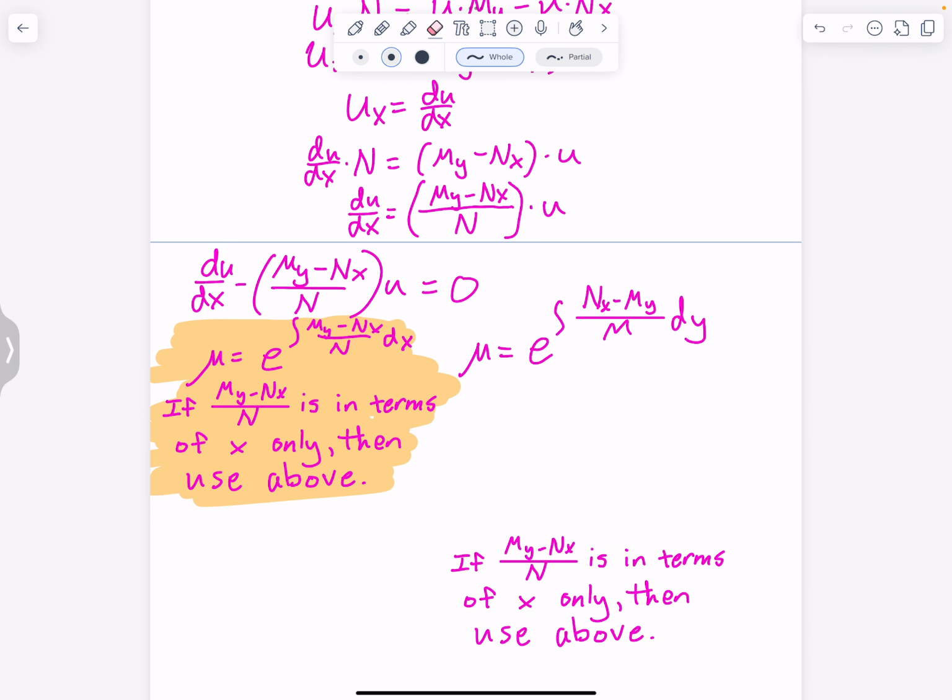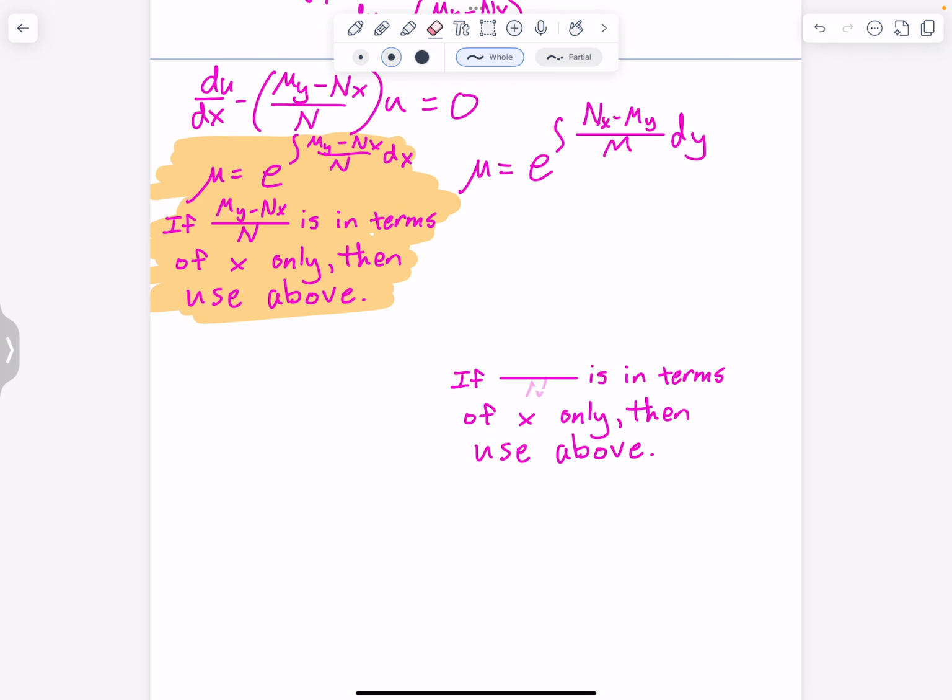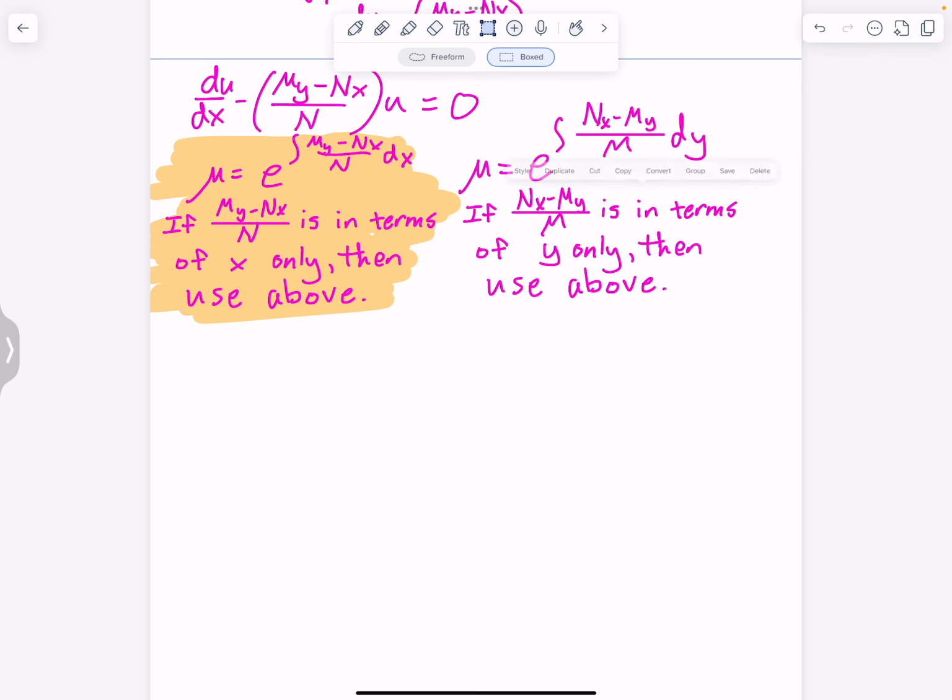Let me erase some things here. Okay. If this other one, nx minus my over n, is in terms of y only, or is it x only? Yeah, y only. Then we're going to use that second one that's there. So we're going to have to plug it in, and then we're going to have to check it to get the right stuff we need. Oh, that's not a highlighter. That's why I couldn't find that. It's looking for purple. All right, so they're two different things. You're going to have to check.